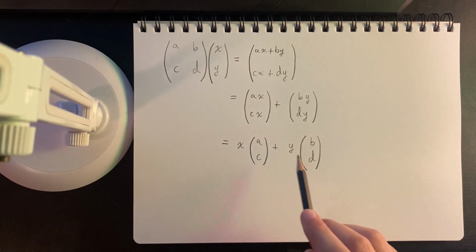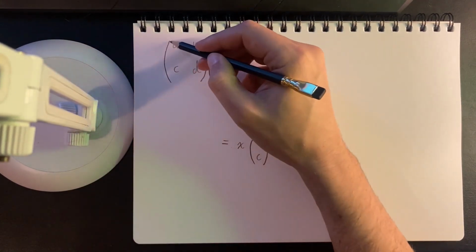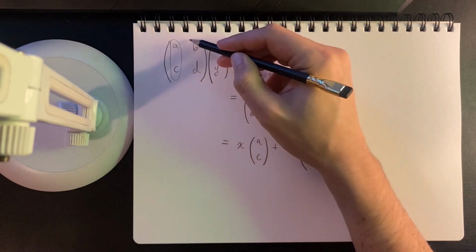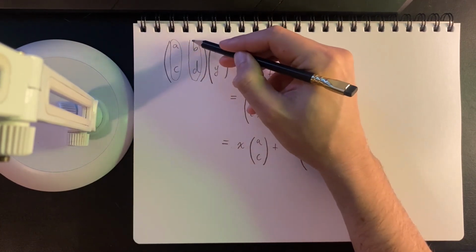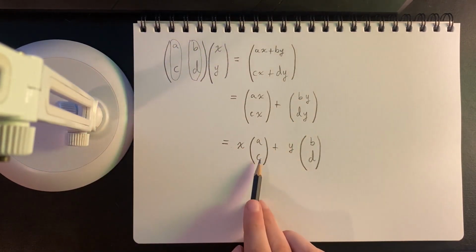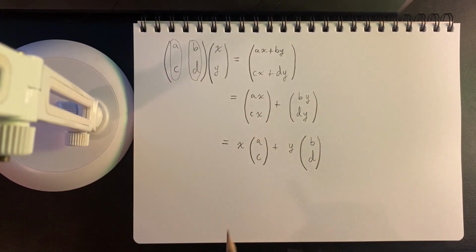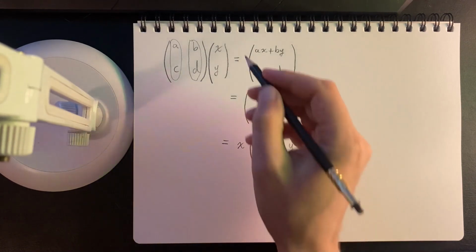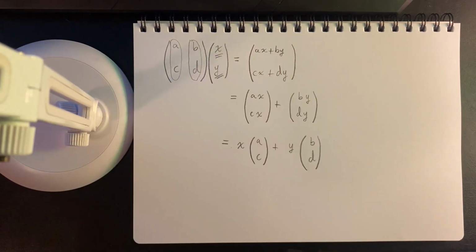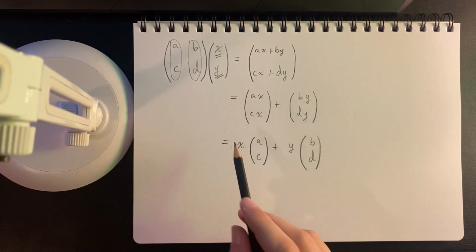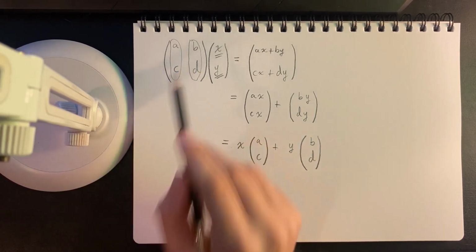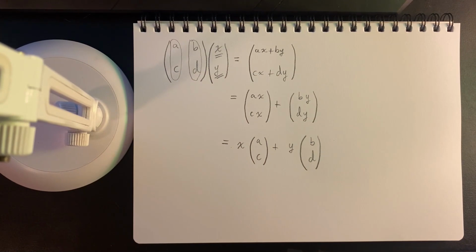It turns out that when we multiply a matrix by a vector, the result is a linear combination of the columns of the original matrix. We have something times the first column plus something times the second column. And the coefficients in that linear combination are the elements of the vector. We could think about this as a dot product, but it's also useful to think about it as a linear combination of the columns of the matrix.